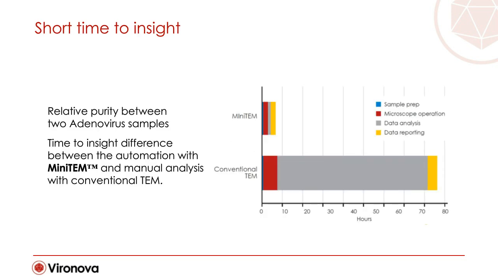As a comparison in time consumption of performing this analysis, we have sample preparation taking about 15 minutes. Microscope usage in the MiniTEM takes about an hour, which is automated, leaving the analyst to perform other tasks, compared with a manual operation of a few hours to collect enough images.